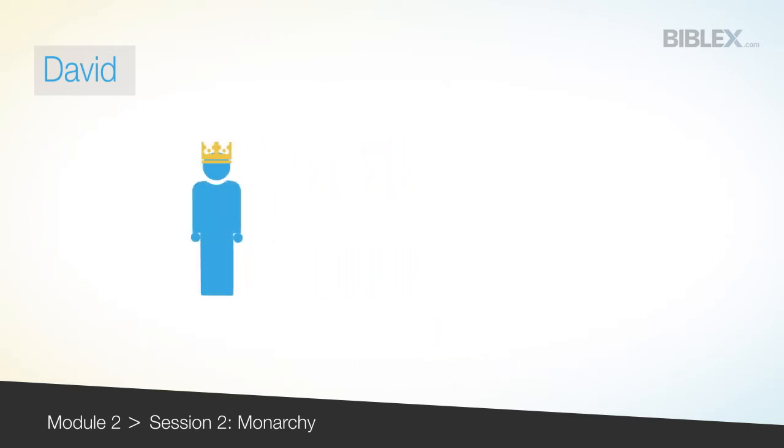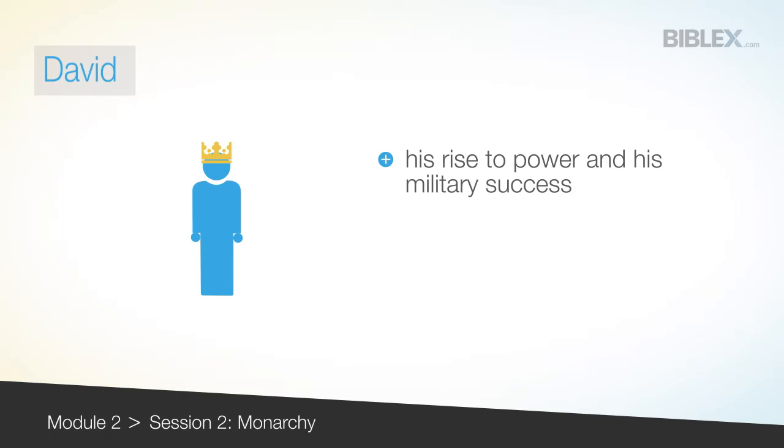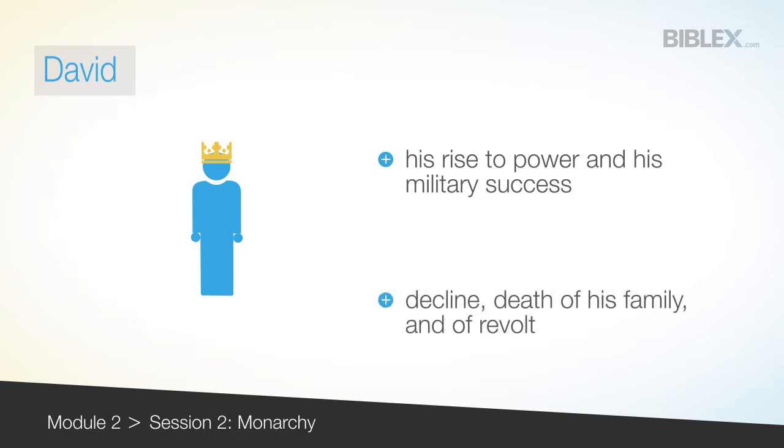There are three parts to David's story. The first part is his rise to power and his military success. The last part is a story of decline, of death in his family, and of revolt. Separating these two is the pivotal story you read, David's encounter with Bathsheba and Uriah.